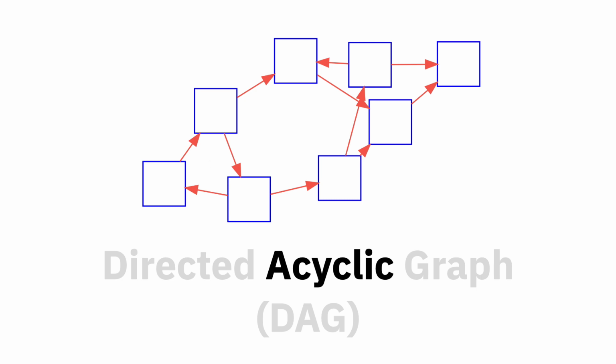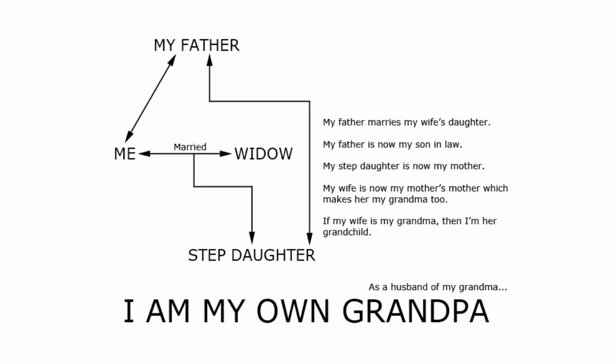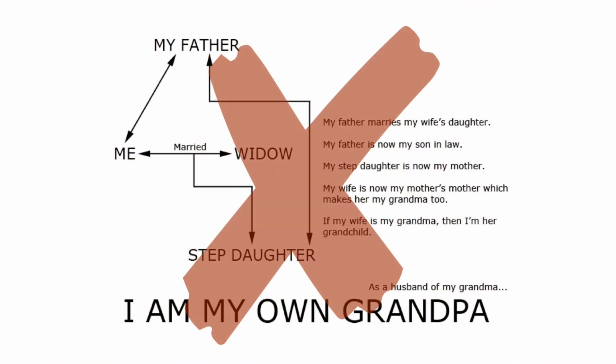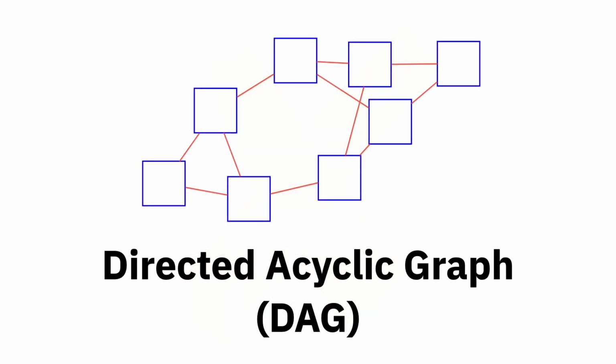A cycle is a loop. So acyclic means without loops. In a directed acyclic graph, no box can directly or indirectly be its own predecessor. That would be like being your own grandpa. It can't really happen. So a directed acyclic graph is just a network of boxes connected with arrows that has no loops.